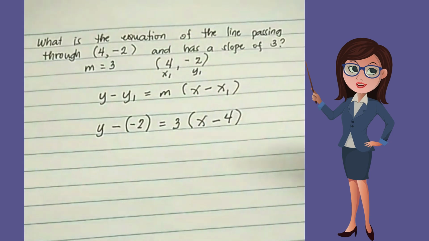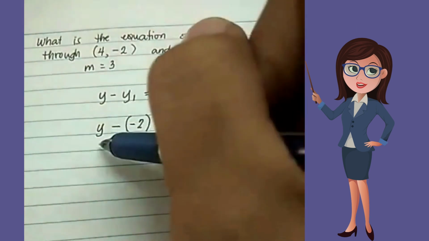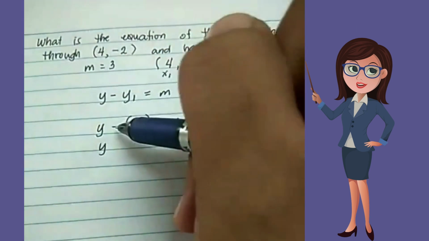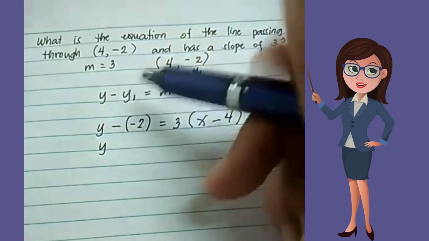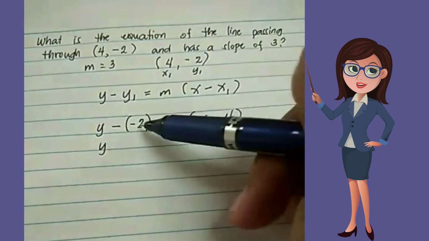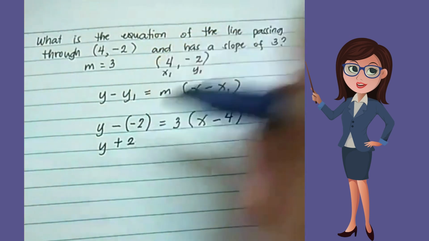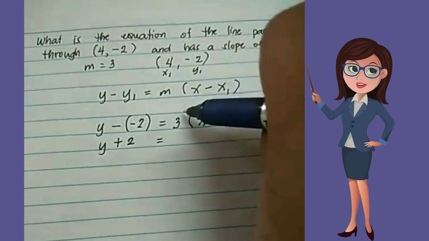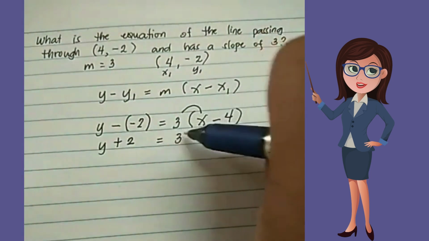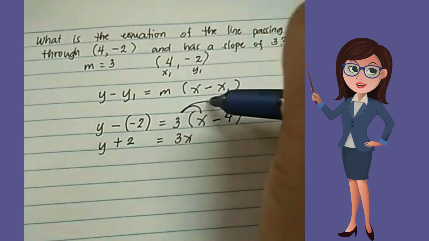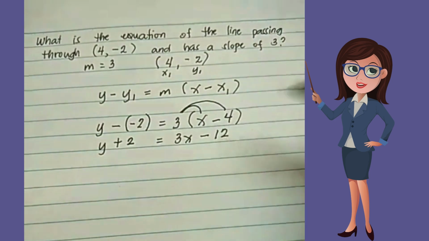Next, let us try to simplify the left and the right side of the equation. So, copy y tayo dito. So, we have here minus negative 2. So, let us try to treat this as a negative sign. So, negative times negative 2, that will give us positive 2, equals 3 multiplied by x. This will give us 3x. And 3 multiplied by negative 4, we have here negative 12.